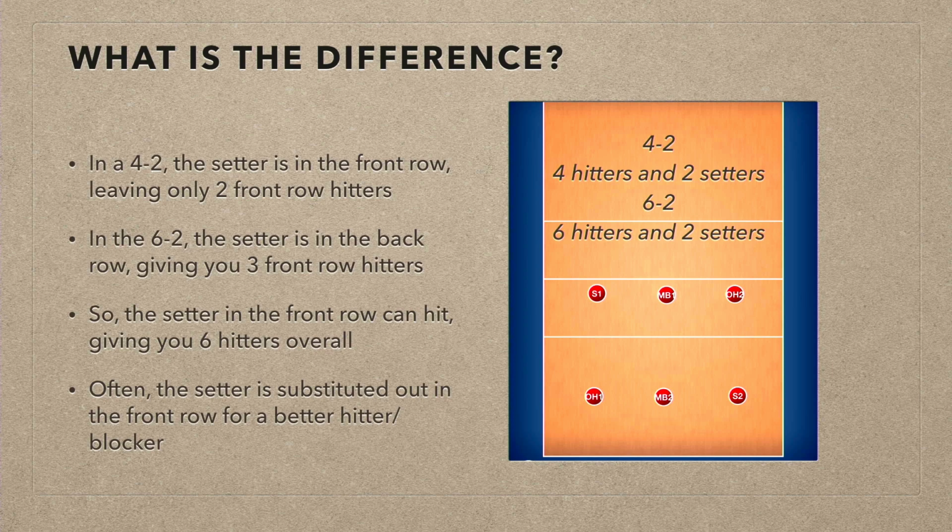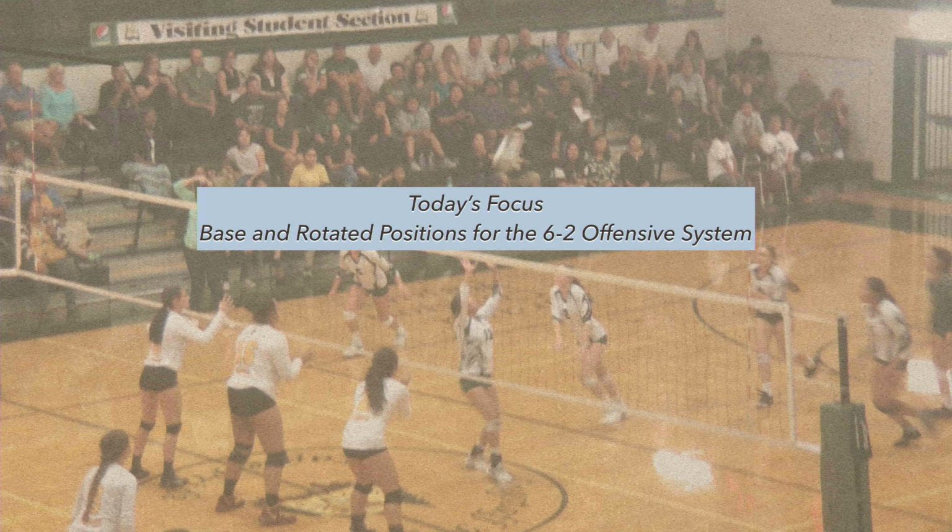In a 6-2, the setter comes from the back row. So when the setter's in the front row, they're actually a hitter. But when they're in the back row, they're a setter. And that gives you 3 options all the time in the front row, and that gives you a 6-2. Just for future reference, very often we substitute out the setter when they get to the front row to put a stronger hitter or blocker in that position. So we're going to focus on the base and rotated positions for the first 3 rotations of the 6-2.